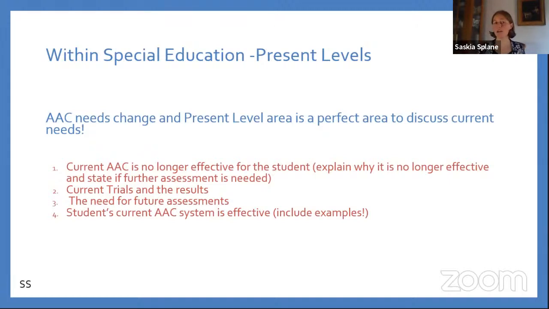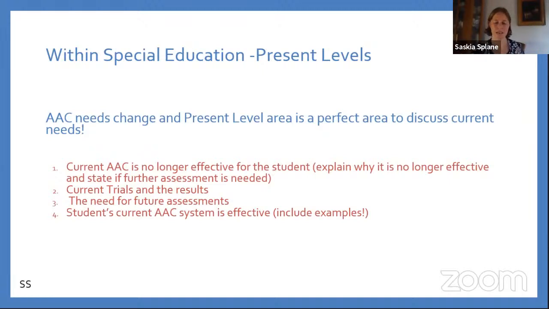You might put in the current trials and the results of those trials within the present level area. And you might put in the need for future assessments. If it's the very end of the school year and you're saying, here's what we've done this year and going on to next year, he's coming up on 5 years and is needing a new device next year, we need to be looking at assessment. Or that the student's current system is effective, and include examples.